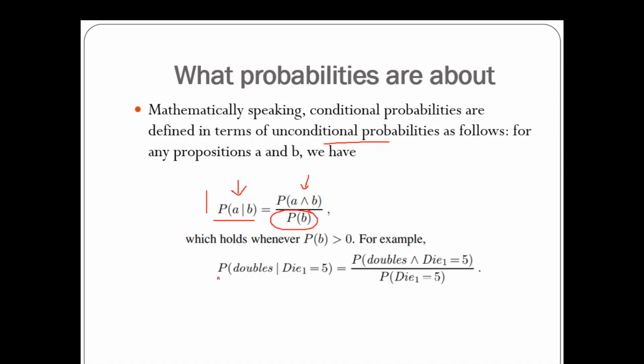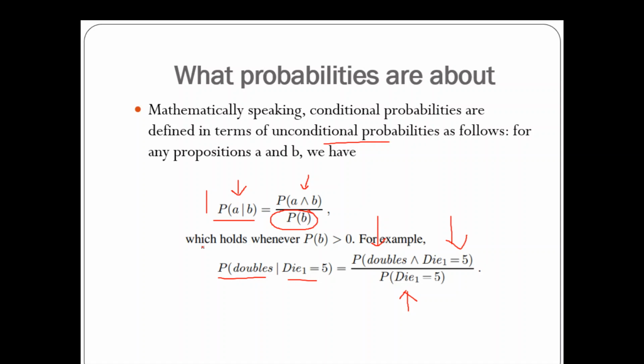For example, probability of doubles given that die 1 equals 5 is equal to probability of doubles and die 1 equals 5, that is, the probability of having a double and die 1 being 5, divided by probability of die 1 equal to 5. This is how we can calculate the conditional probability using unconditional probability.